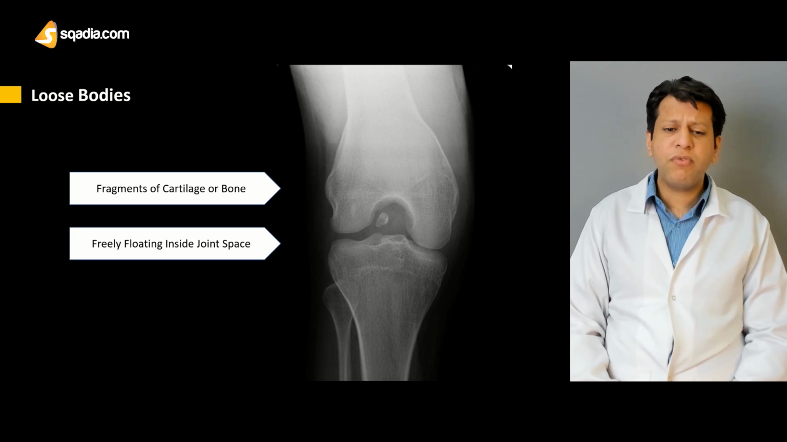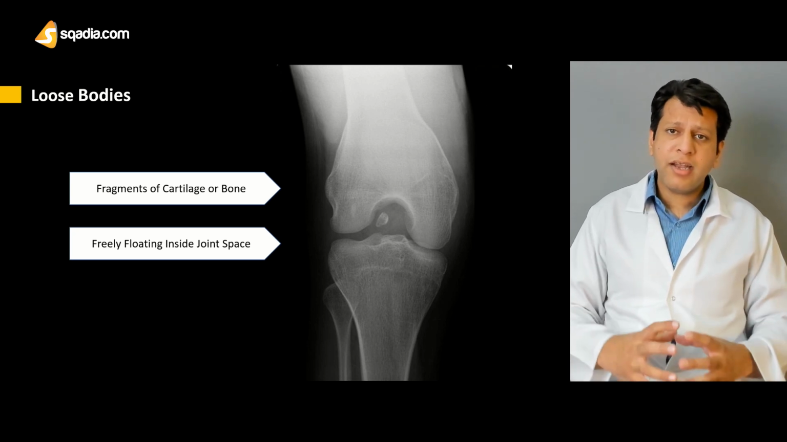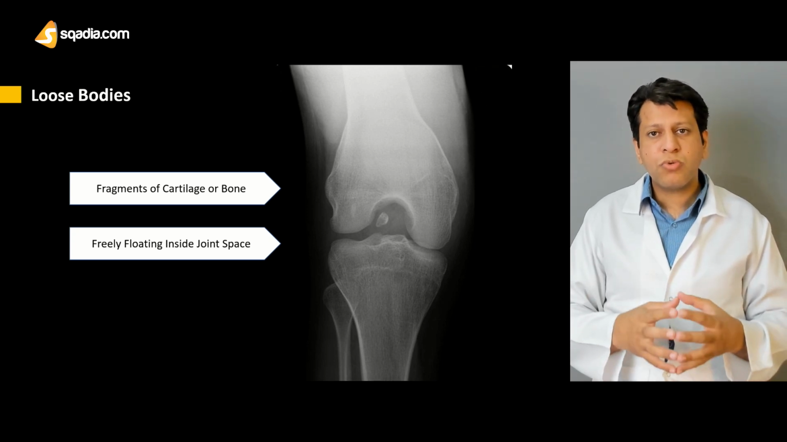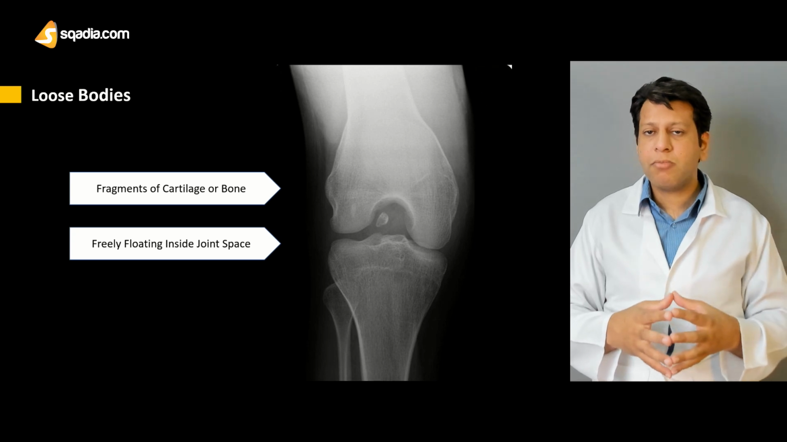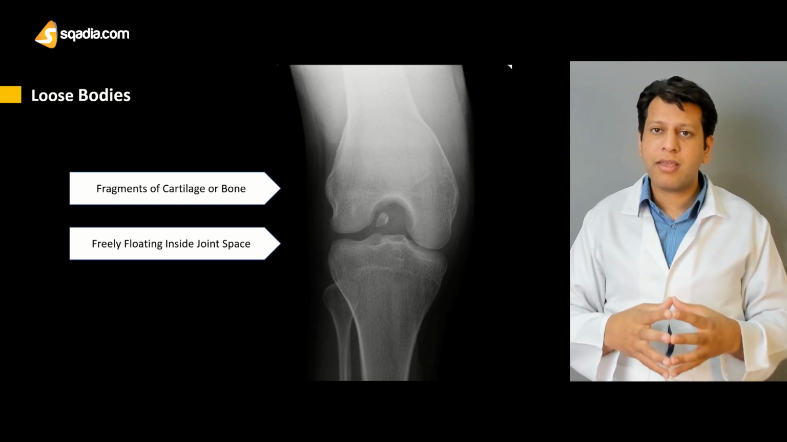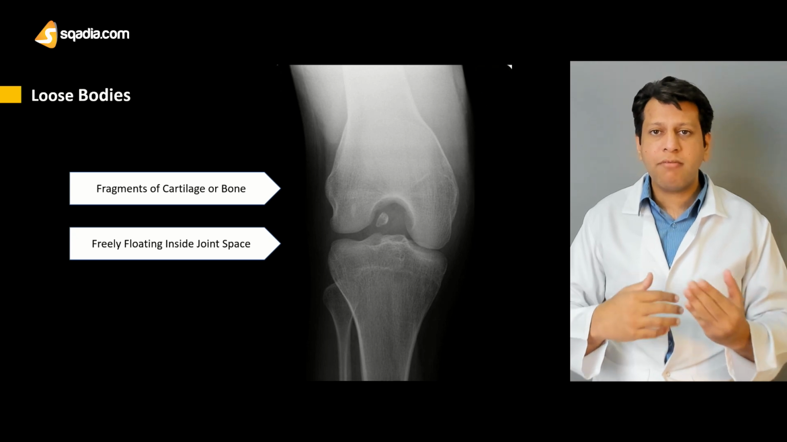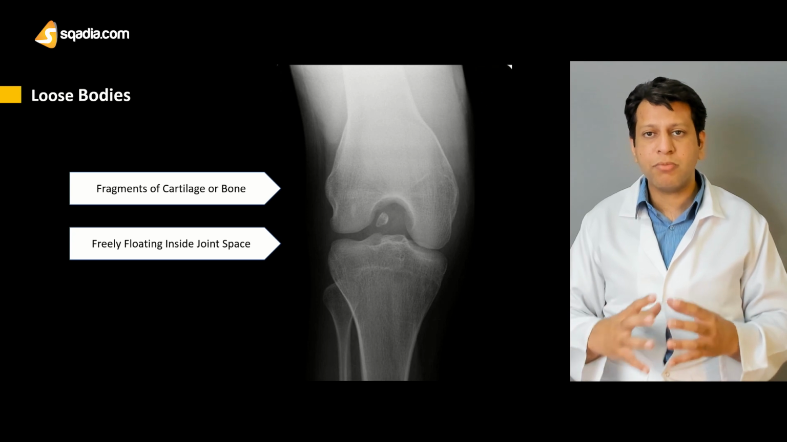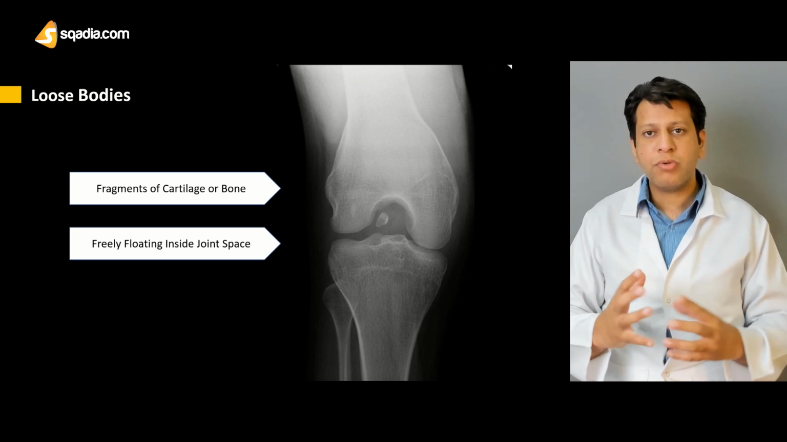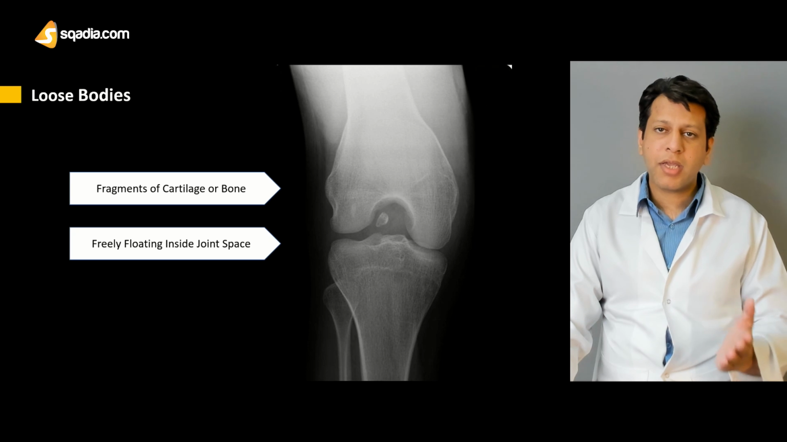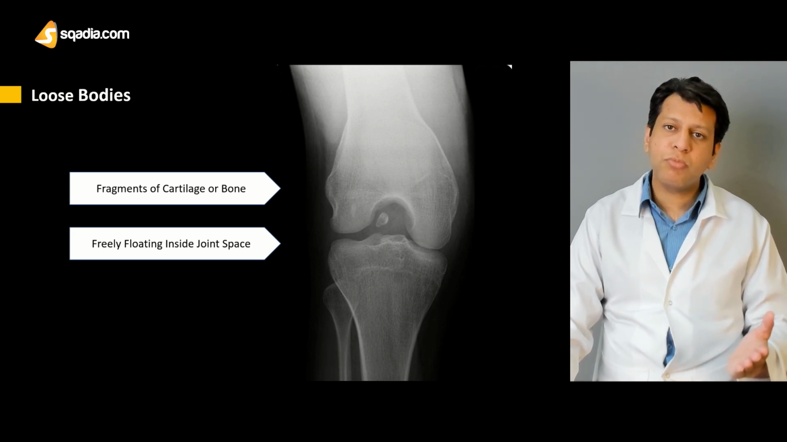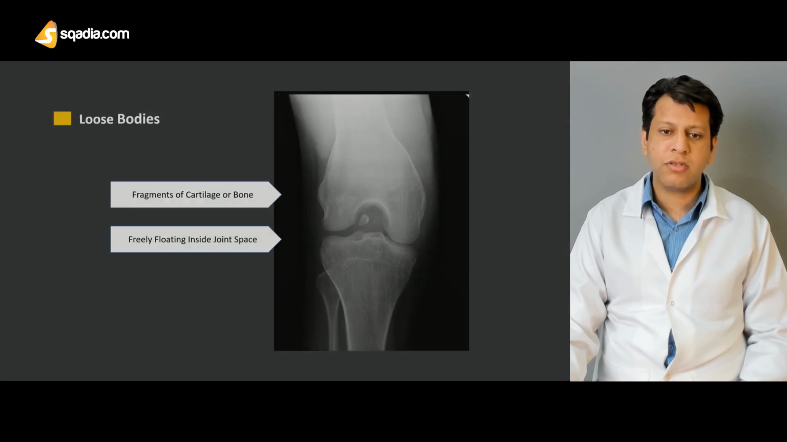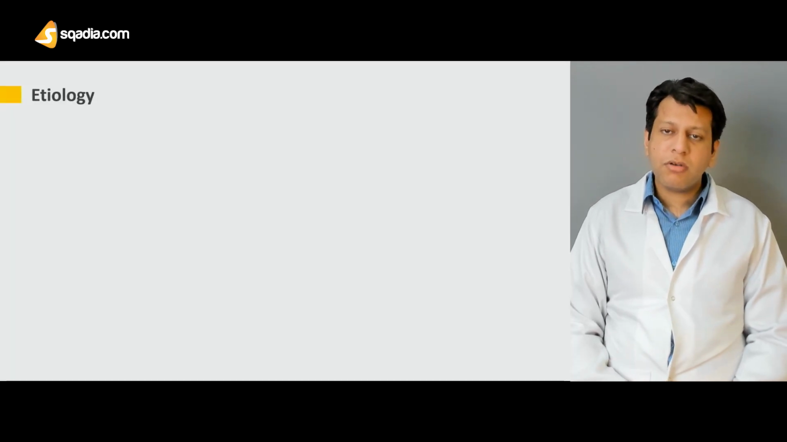These are usually freely floating inside the joint space, and as they're not attached, the first and foremost presentation is mechanical symptoms, that is locking, catching, giving way. These kinds of symptoms are more common as compared to the other symptoms of pain, swelling, effusion. Rather than those, the mechanical blockade to motion is more common in loose bodies. Now coming to the etiology.